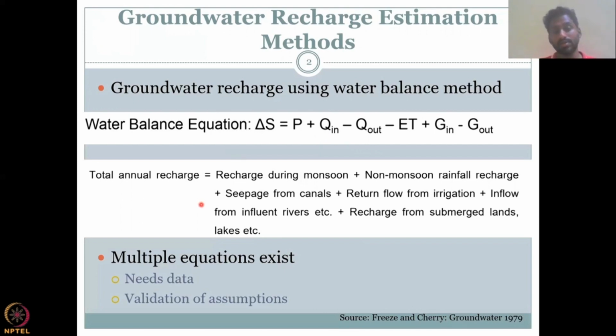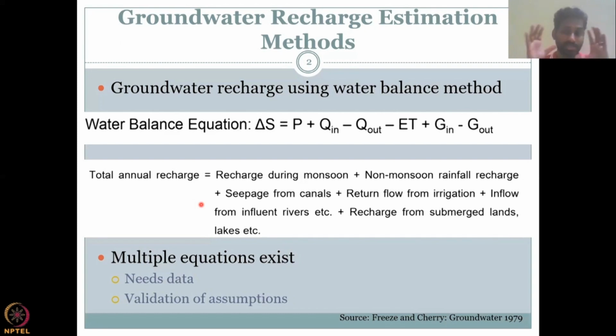Okay, and this equation can be used for overall hydrology and also for getting a groundwater recharge. The next one is your specific water balance method for groundwater. It is called total annual recharge. On the left hand side is what you want to find, right? You want to find the groundwater recharge, and the total recharge is equal to the summation of your recharge during monsoon, your non-monsoon rainfall recharge, plus seepage from canals, plus return flow from irrigation, plus inflow from influent rivers, etc., plus recharge from submerged lands, lakes, etc.